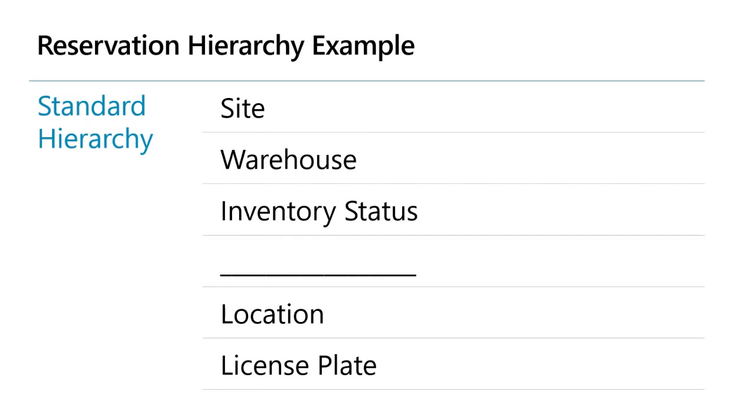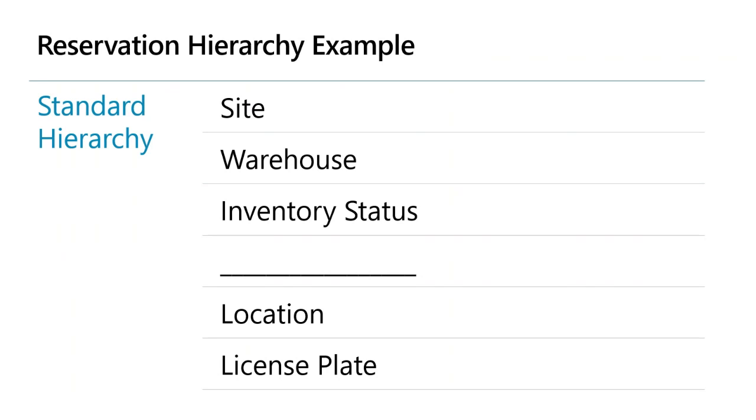And I do have an example here, a graphic of a standard reservation hierarchy. This one does not include any tracking dimensions. So this just includes our core 5 inventory dimensions. The site, warehouse, and inventory status are pictured above this solid line I have drawn in the graphic to indicate that these are the dimensions that the system is looking for when we soft allocate inventory.